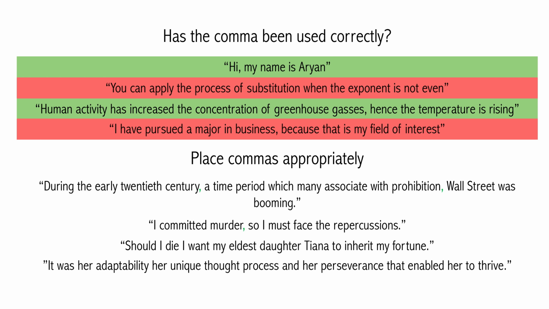Should I die, I want my eldest daughter Tiana to inherit my fortune. Now, of course, most people will immediately identify that there should be a comma after should I die because of the independent-dependent rule. But something you might miss initially is that there must be the pair of commas around Tiana because it is providing extra information about who that eldest daughter is, and therefore you can actually have 3 commas in this sentence, so you got to be careful there.